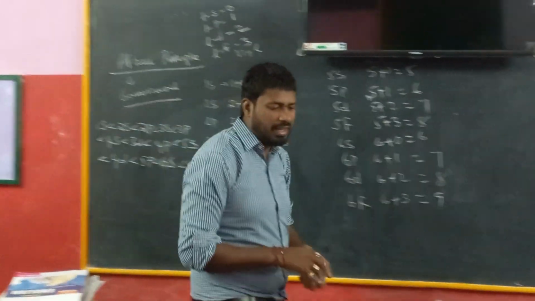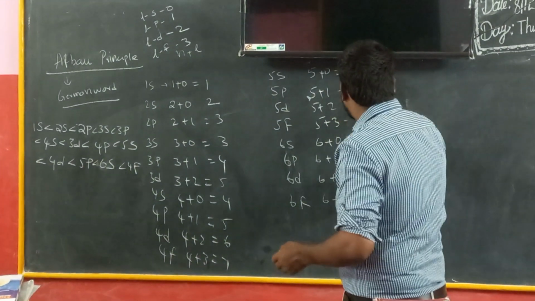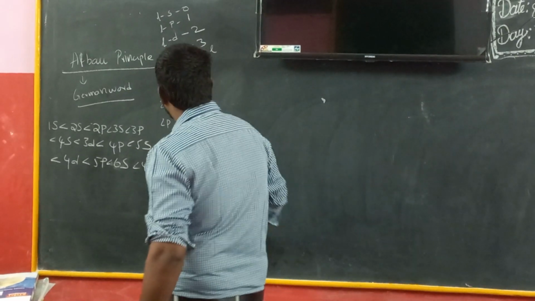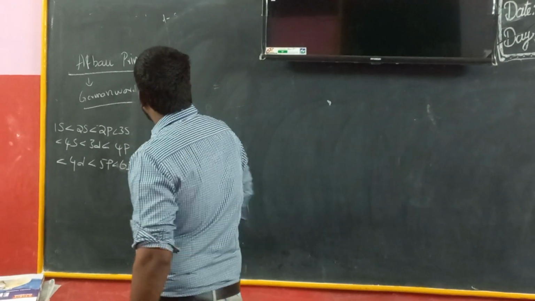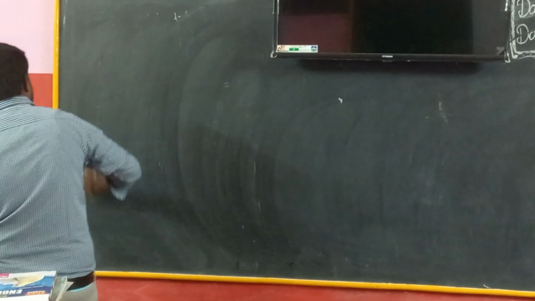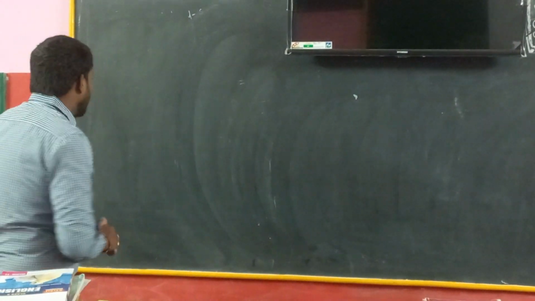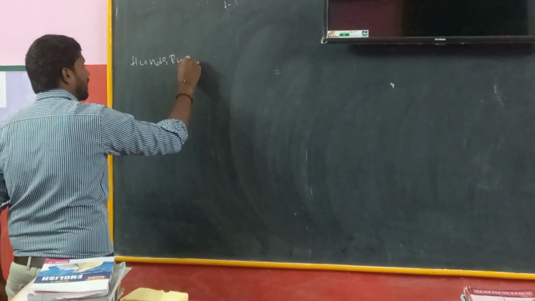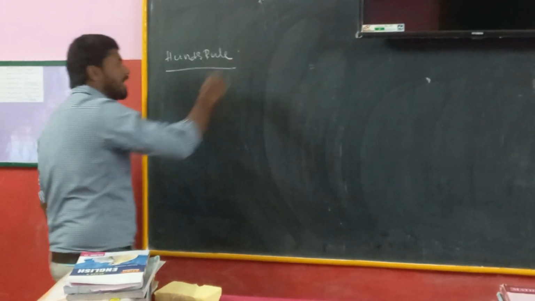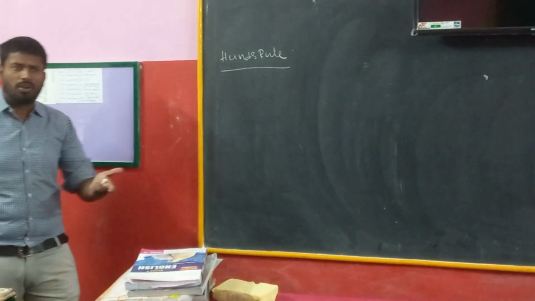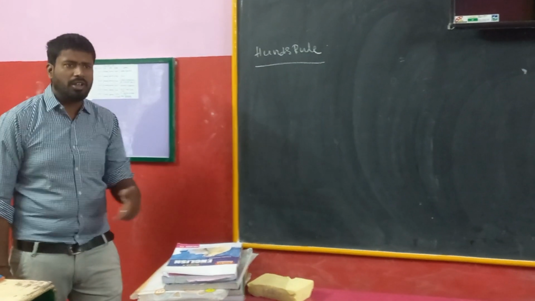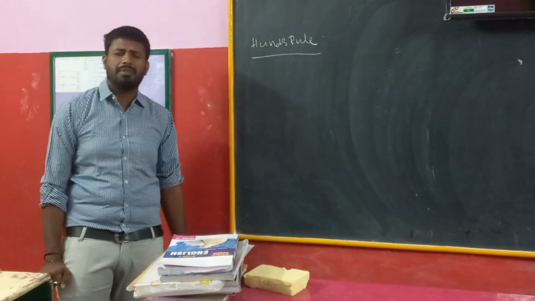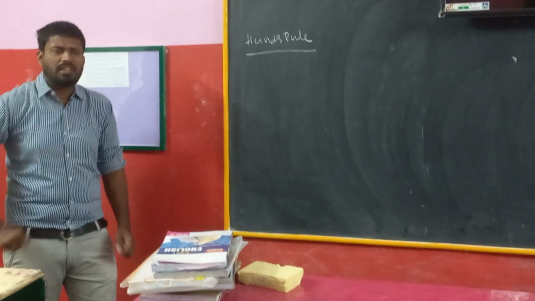And in this class, we are also going to study Hund's rule. Hund's rule says that the pairing of electrons takes place after filling all the available degenerate orbitals. What do you mean by degenerate orbitals? Degenerate orbitals means orbitals having the same energy levels.